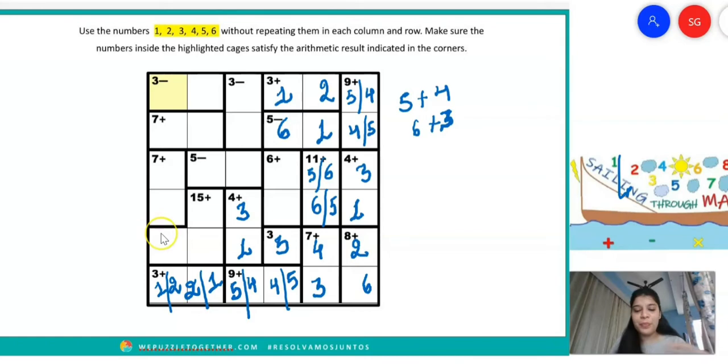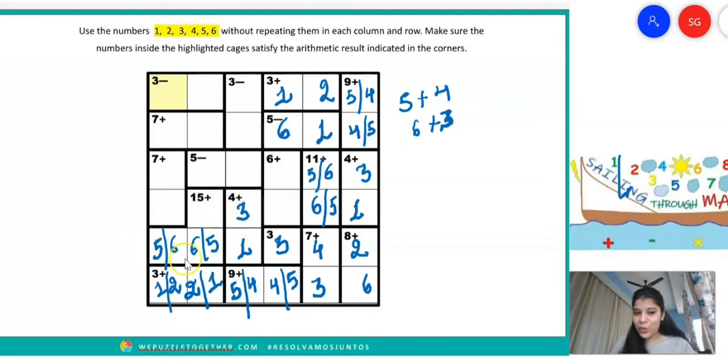We still don't know the position, but I can easily say that if 5 or 6 and 6 or 5, that means if 5 will come here, 6 will come here, and if 6 will come here, then 5 will come here. Now see this cage.